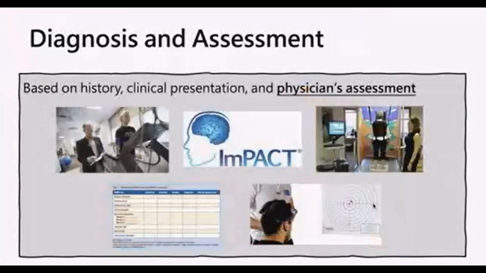Other than SCAT-5, there are many different assessment tools. For example, you can do the Buffalo concussion treadmill test, you can do the Romberg test, and you can use these fancy tools to assess your cervical proprioception. And this is a sensory organization test. And there is also some commercially available concussion assessment software, for example, ImPACT.